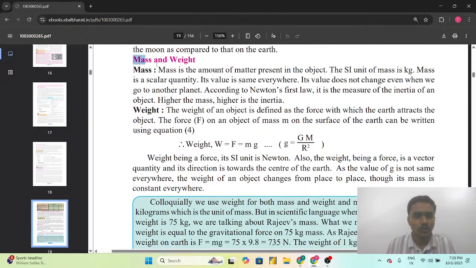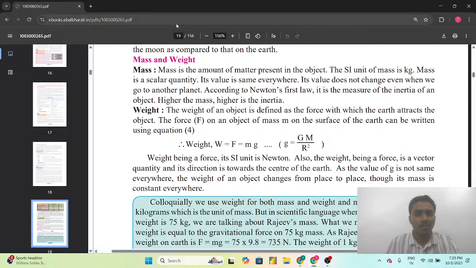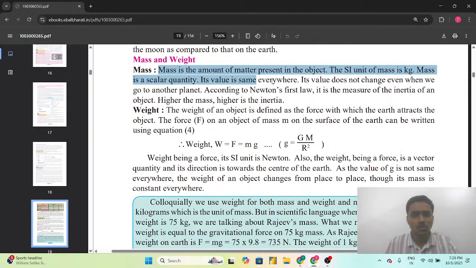So we are going to see about the next, that is the mass and the weight. So what is the mass? Mass is the amount of the matter which is present in the object, and the SI unit of the mass is the kg. Mass is a scalar quantity.